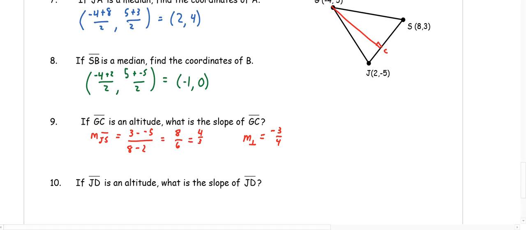For number 10, we want the slope of JD. So J to D goes over here. So first I need my slope of GS. So when I find the slope of GS, I have 3 minus 5 over 8 minus -4, which gets us -2/12. That reduces to -1/6. So my opposite reciprocal, if this was negative, it becomes positive, and when I flip 1/6, I get 6.